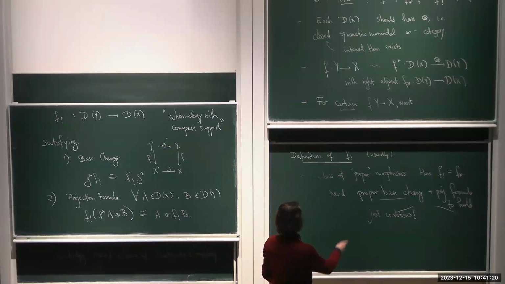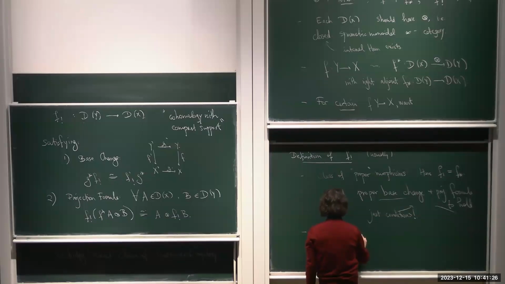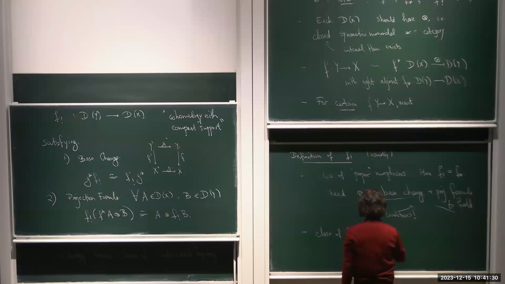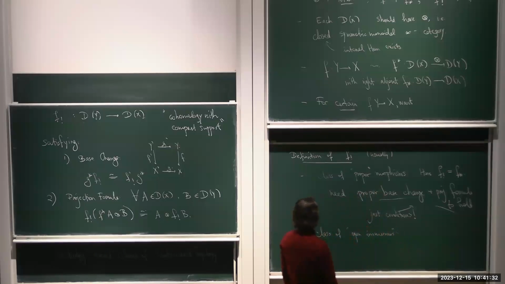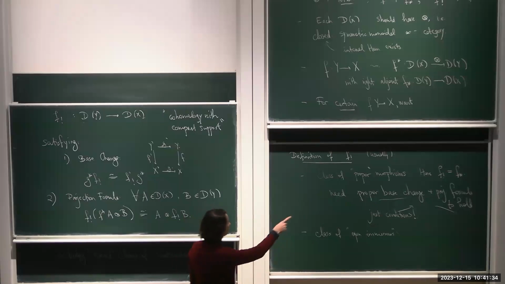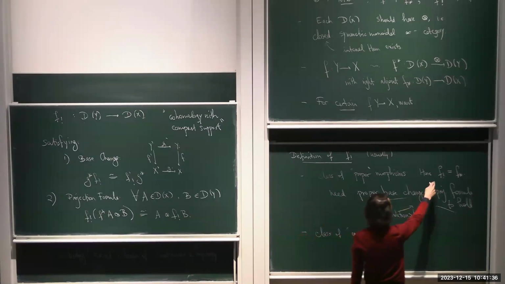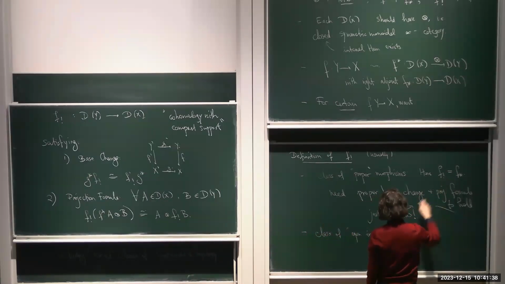Okay, so there's a class of proper morphisms, and then there is a class of open immersions, where instead you're asking that f lower shriek, I mean, here he asked that it's a right adjoint to pullback. For open immersions, he asked that it's a left adjoint to pullback.